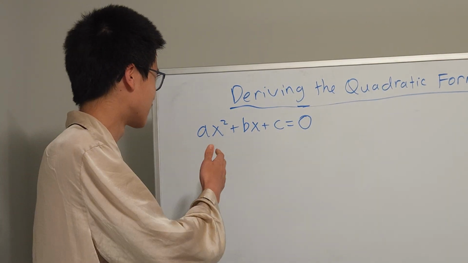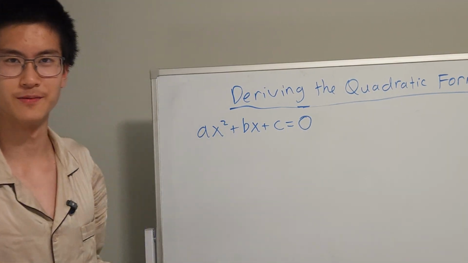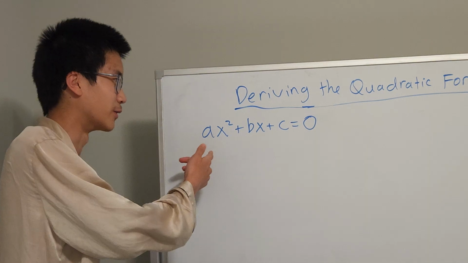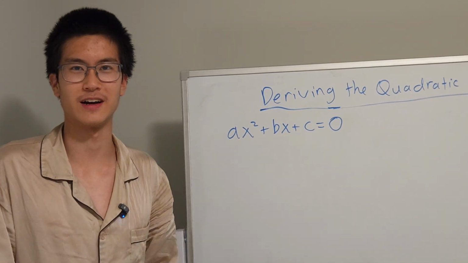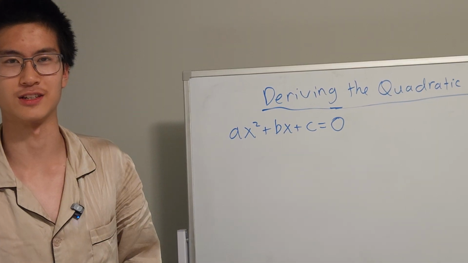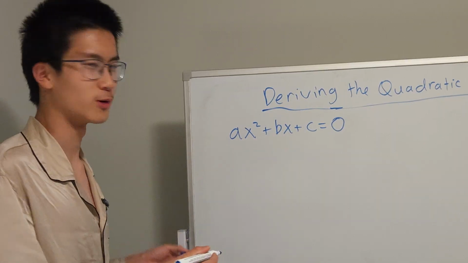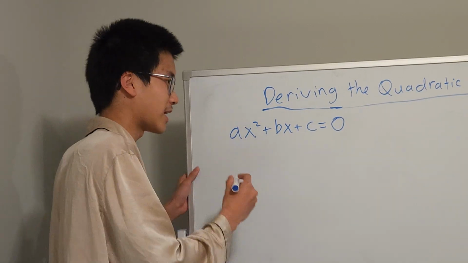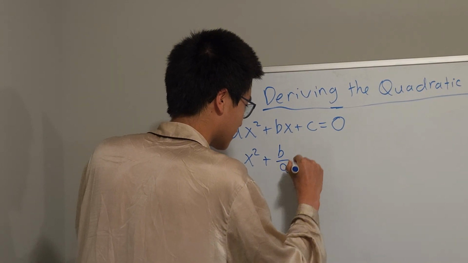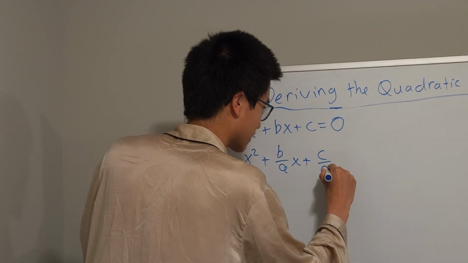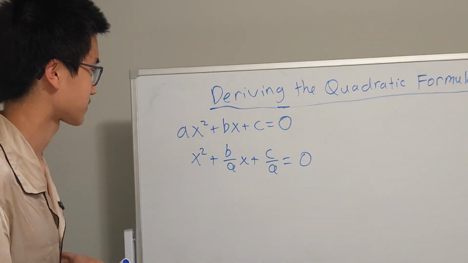Okay, so right now we have this, and because a does not equal 0, well, if a equals 0, then this is just bx plus c. This is not a quadratic expression, this is just a linear expression. So because a does not equal 0, we can divide both sides by a. After dividing both sides by a, we have x squared plus b over a x plus c over a, and 0 divided by a is 0, so here's a 0 right here.